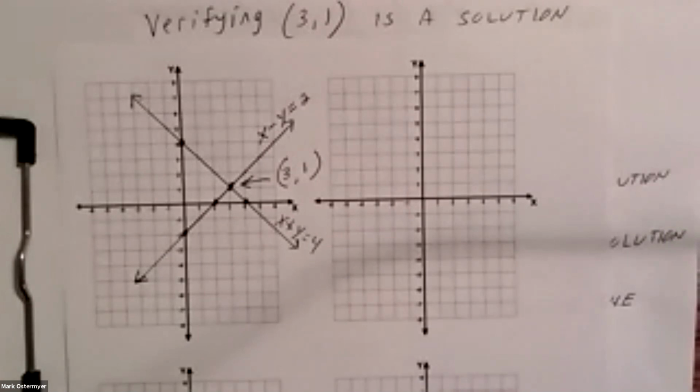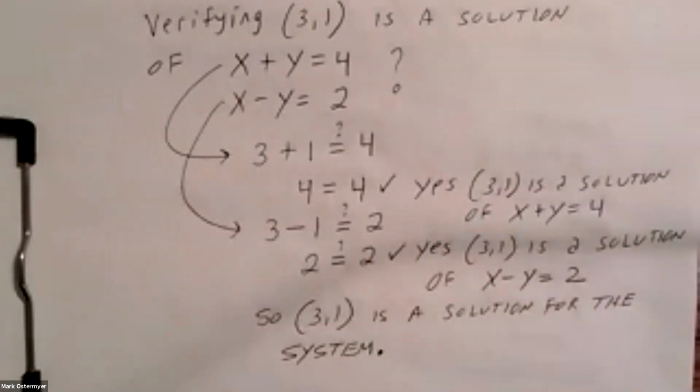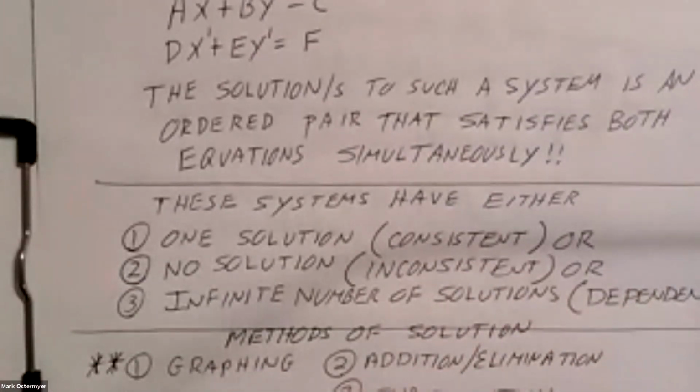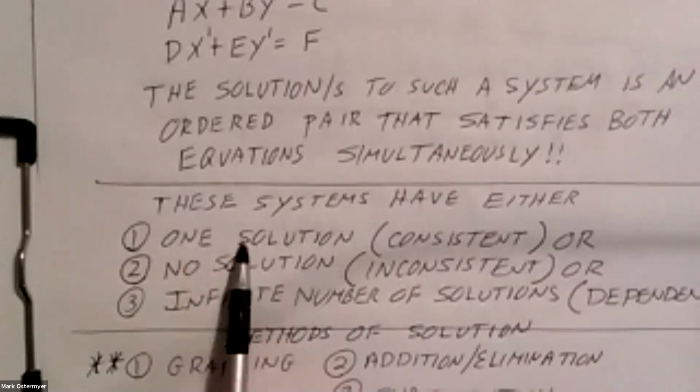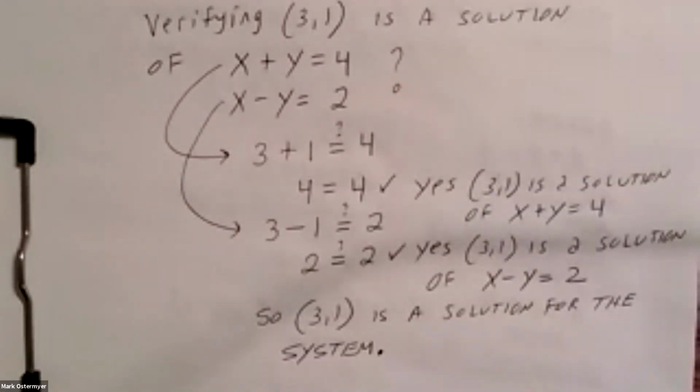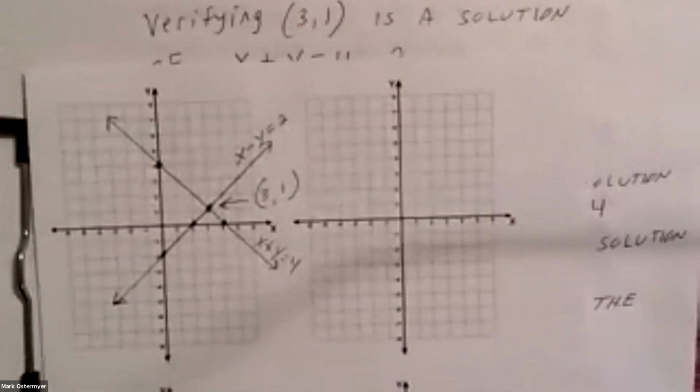So what kind of a system would we call this? A consistent system, inconsistent, or a dependent system? You remember what that was? That's right. It would be a consistent system because we have precisely one ordered pair solution to this system. One solution is called a consistent system. Any questions on how we solve that system using the graphing method?